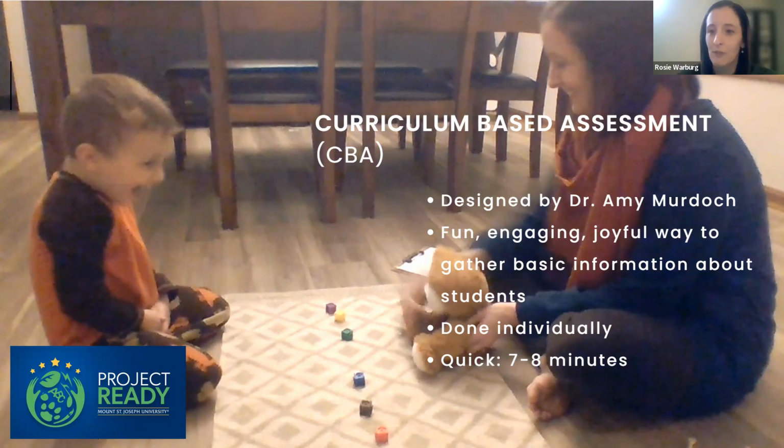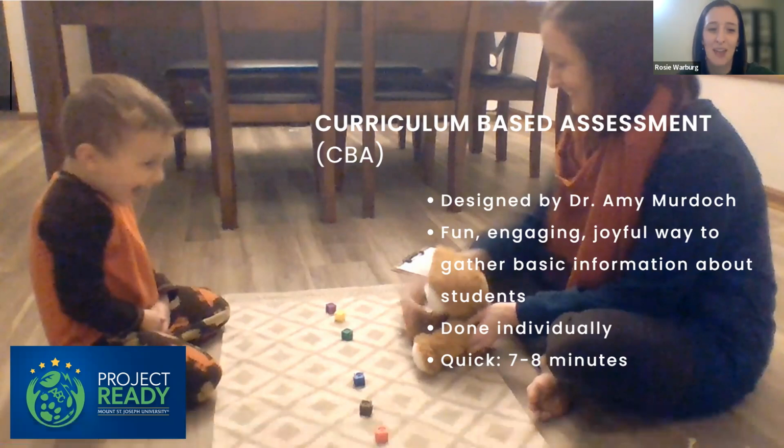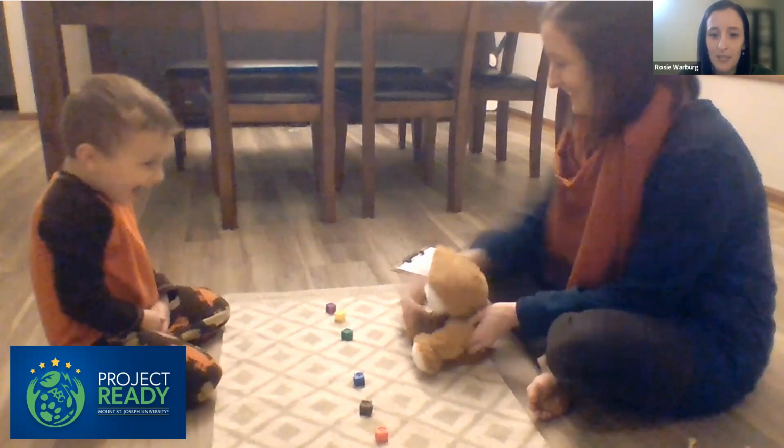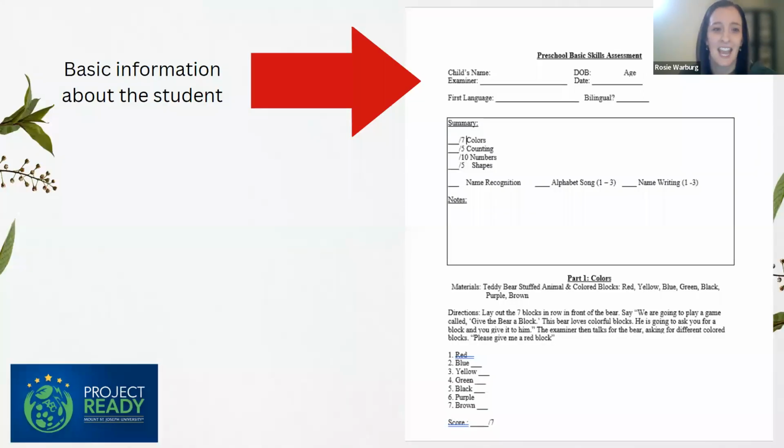And this is a still from a video of me doing the CBA with my son, and you can tell that we're both just having a great time and we're really engaged and enjoying learning about his skill level there. So these are the materials that you need for the CBA, really fun, playful things. We need name cards, number cards, a little car, blocks with different colors on them, a shape puzzle with simple shapes, and then a little teddy bear that helps make the activities a little bit more fun and engaging.